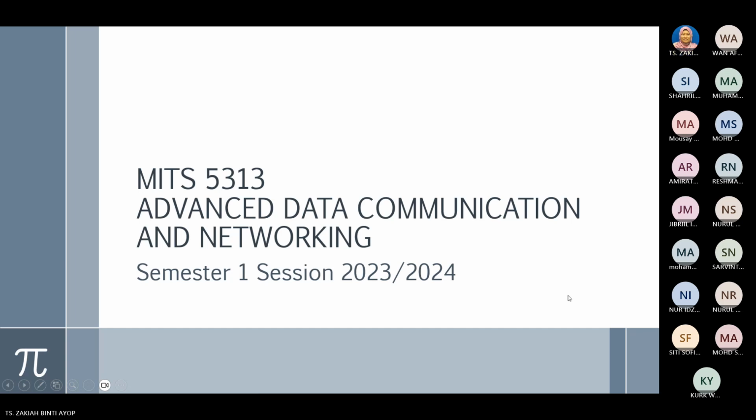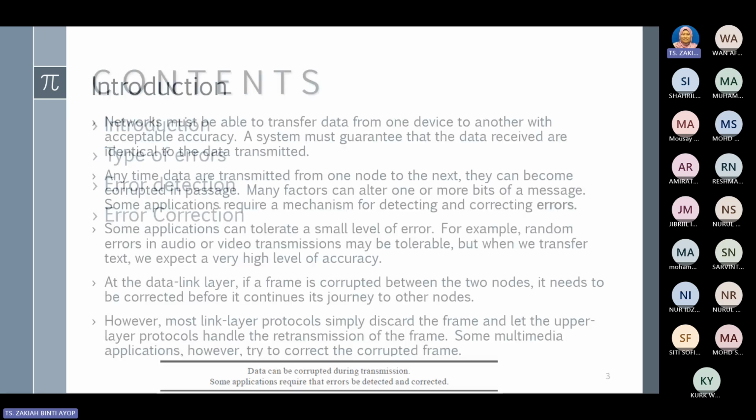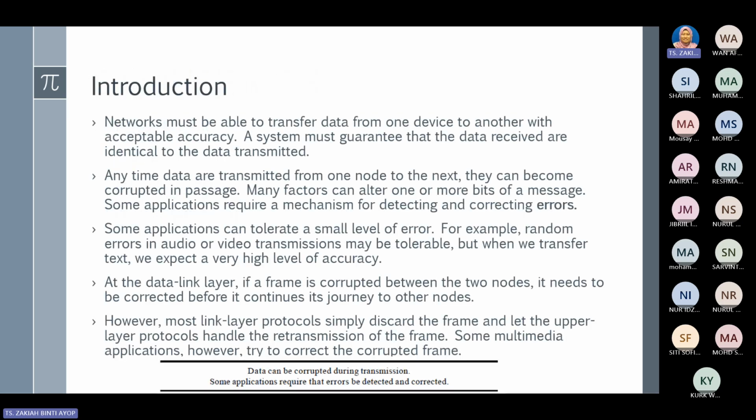Okay, now this would be chapter 4. As I have mentioned before, layer 2, part of the services that it should provide is error correction and control. So I will introduce the types of errors, error detection, and error correction.